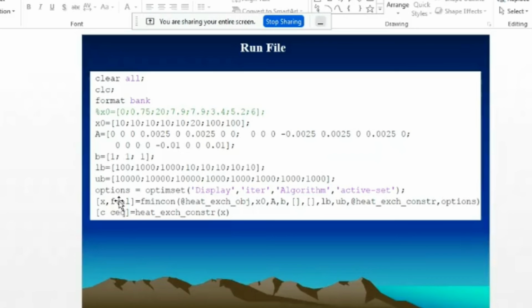So output arguments x values and f values, then fmincon. The objective function m file, then initial guess, A, b matrix and vector related to the linear inequality constraints. Then these two things are empty square brackets, which are not applicable here. That is the linear equality constraints matrix and vector, then lower bound, upper bound, then again another m file, recalling the m file of nonlinear inequality constraints, then options, right? So let us see the MATLAB files for this.